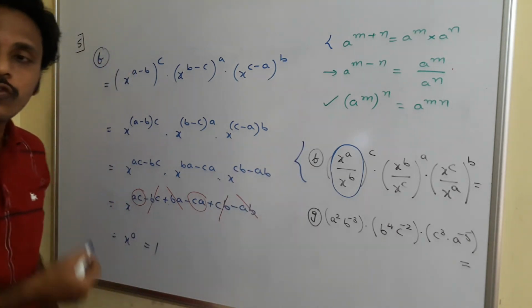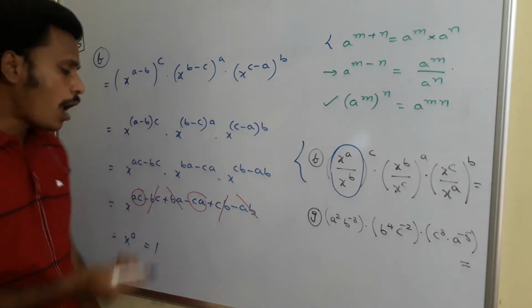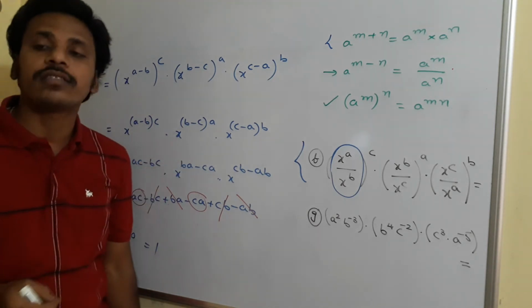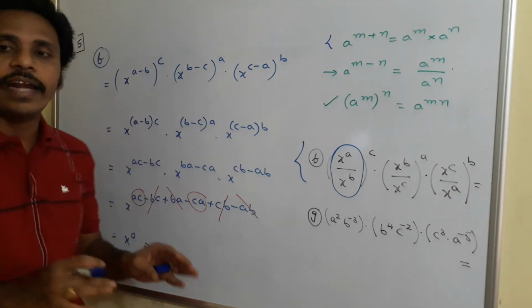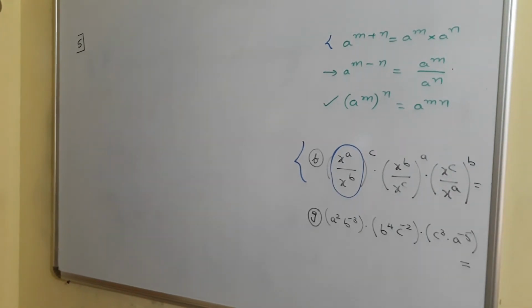Just look here, the problem. The problem involves x, a, b and c. But with the help of laws of exponents and by using certain simple concepts of algebra, your answer at the end is 1. Okay, that's F. Have a look.